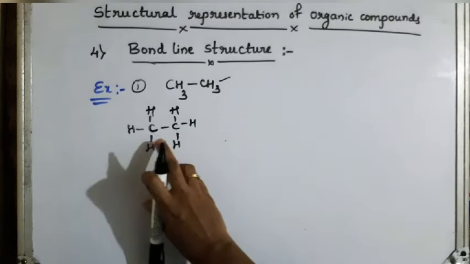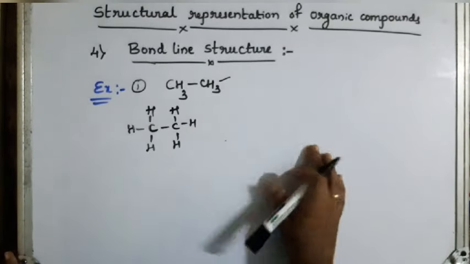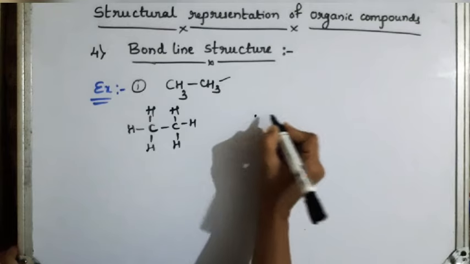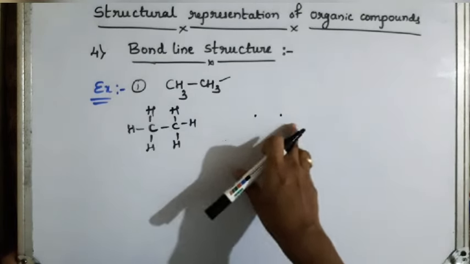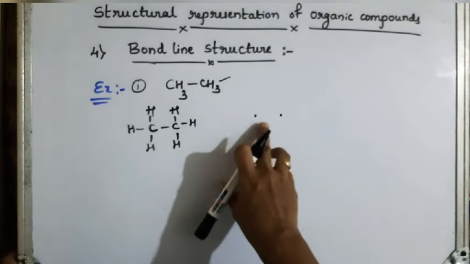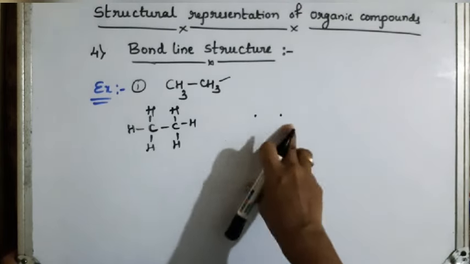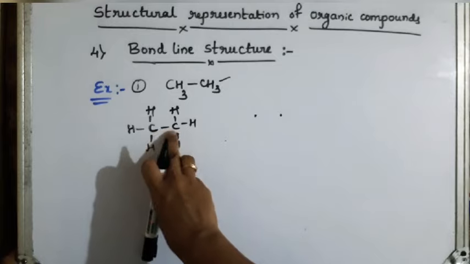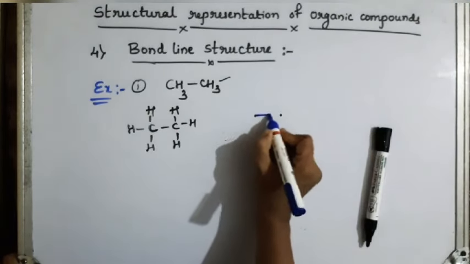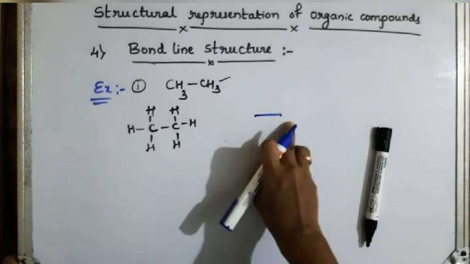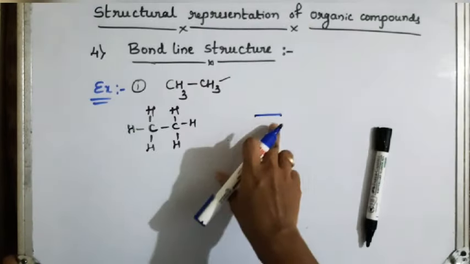See, as I said, there are only 2 carbon atoms. So what do we have to take? We have to take only 2 dots. And now we have to join these 2 carbon atoms through a bond, through a line. How many bonds are there between these 2 carbons? There is only 1 bond, right? So this is the bond line structure for ethane.